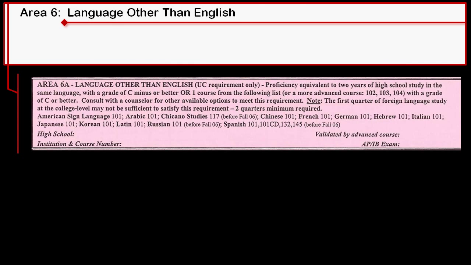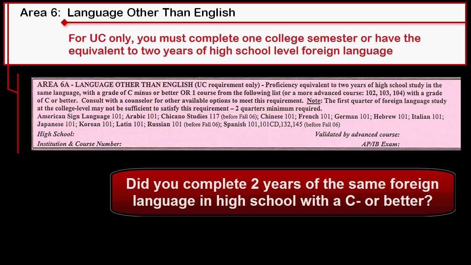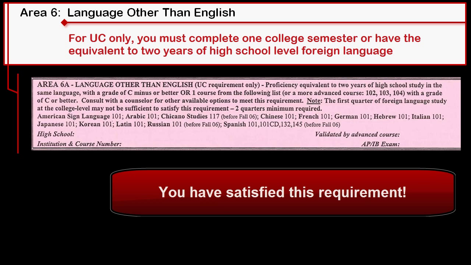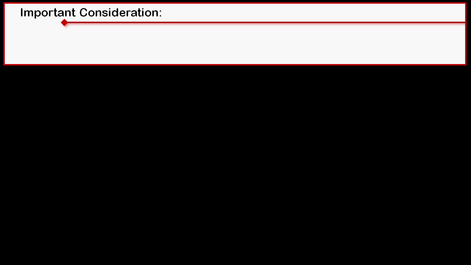Area 6 centers around language other than English. In this area, you will need one college semester of a foreign language. Great news! For those of you who have completed 2 years of the same foreign language in high school and earned a C- grade or better, you have satisfied this area and are not required to complete it. Also, this is a UC requirement only, so if you're thinking about transferring only to a CSU, no need to take it.